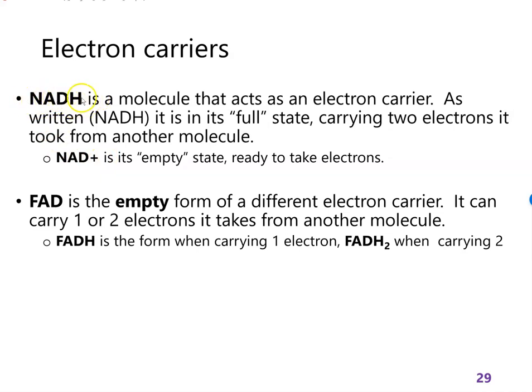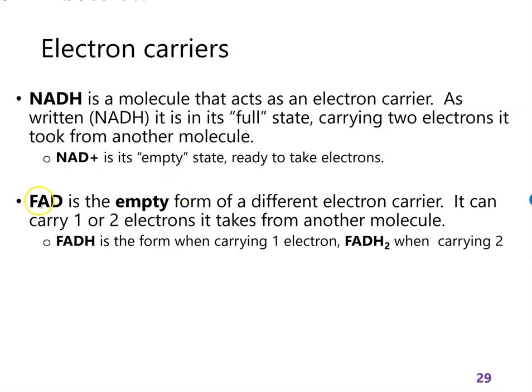NADH is full. It is carrying 2 electrons that it can then donate to some other molecule. NAD+ is empty. It can accept 2 electrons and then become NADH. So if NAD+ accepts 2 electrons, it will become NADH. And if NADH gives away 2 electrons, it will become NAD+. So I just think of this as the full form, and this is the empty form.